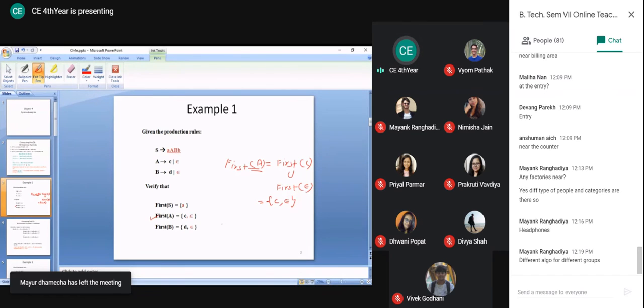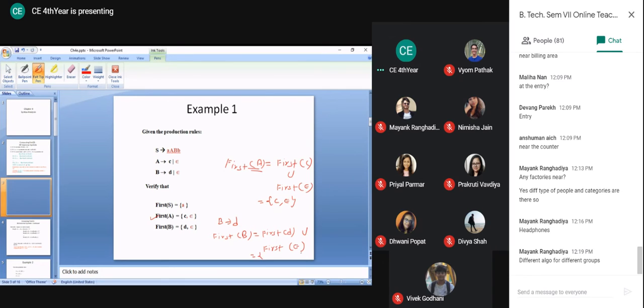Similarly, for first of B, we have two different rules. So we can write first of B is equal to first of D union first of null. This will give us D as well as null, because we have two different alternatives for this B.